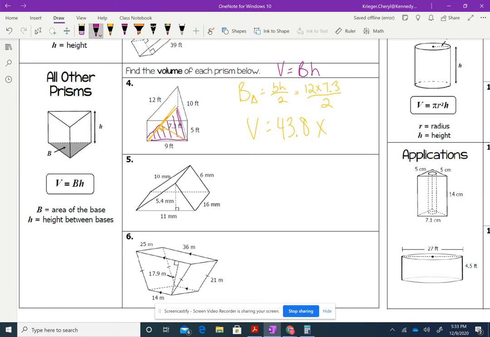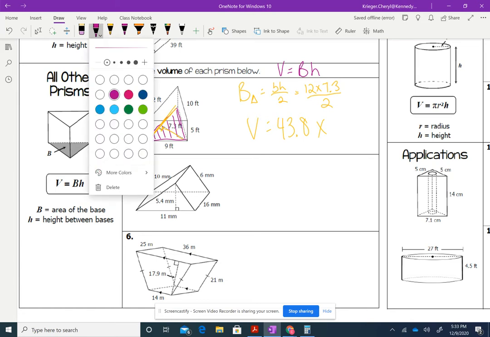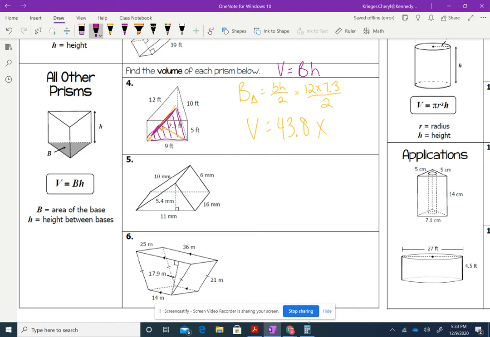So I'm looking for the dimension here. I have two triangles, the one on the bottom and this one on the top. So here's my two triangles. What connects the two triangles? It's this dimension here, 5. This is the one that makes it three-dimensional. So my height of the prism is 5.